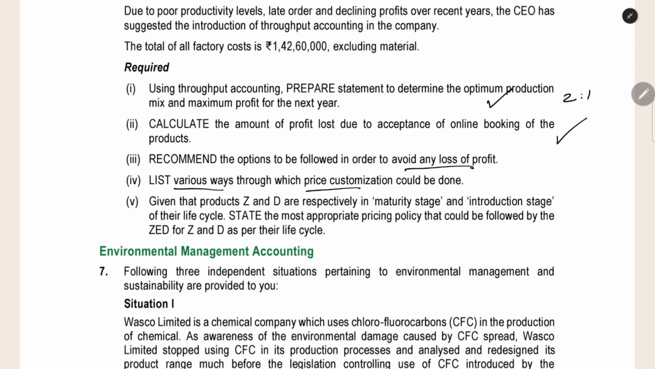Now, the products are in the maturity stage and introduction stage. What is the most appropriate pricing policy? That is also a theory question. You can read it by yourself.